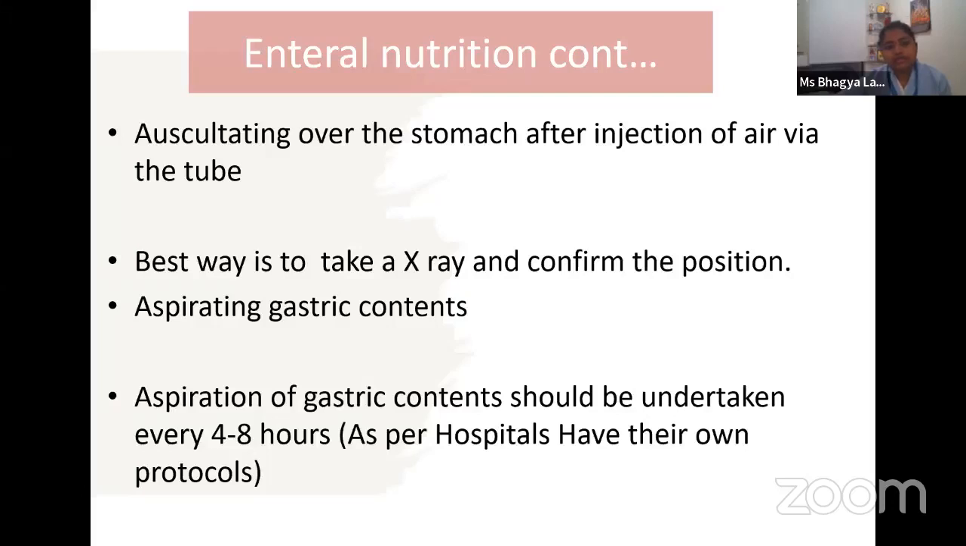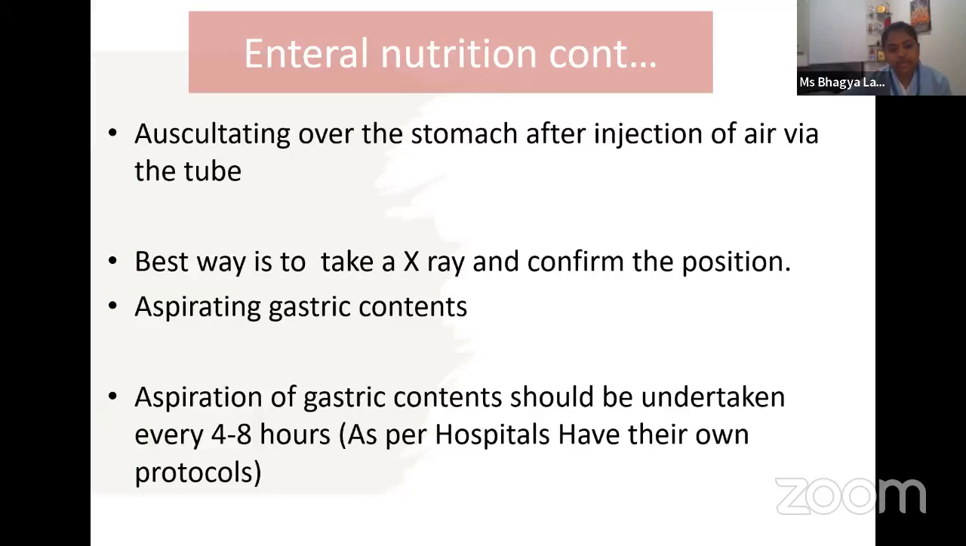So it is a continuation. We have to auscultate over the stomach after injecting air via the tube to confirm the tube position in the stomach. Why do we have to? Because if the tube is not in the stomach, we are going to give the feed into the wrong area, where the patient may land up in aspiration. You are giving feed directly into the lungs. So we have to confirm the position of the tube.